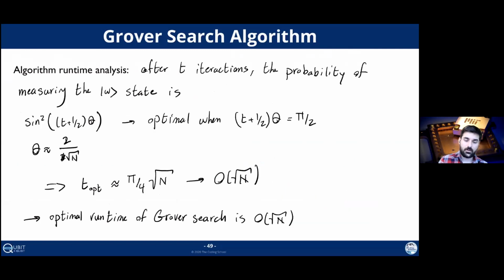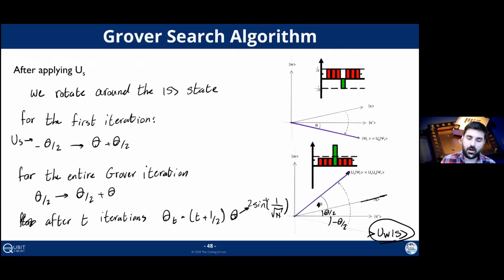Now, I think the other question is, where does this t plus 1/2 times theta come from? And the argument that I gave is that at 0 iterations, we're at theta divided by 2 angle. After one iteration, we're at theta divided by 2 plus theta angle. And if we continue this, we will see that it's going to be the number of iterations plus 1/2 times the original theta that we started with.